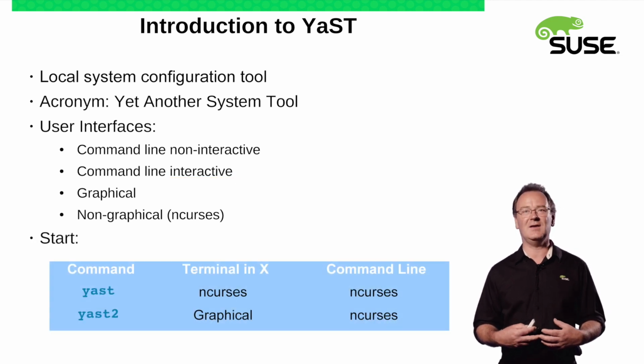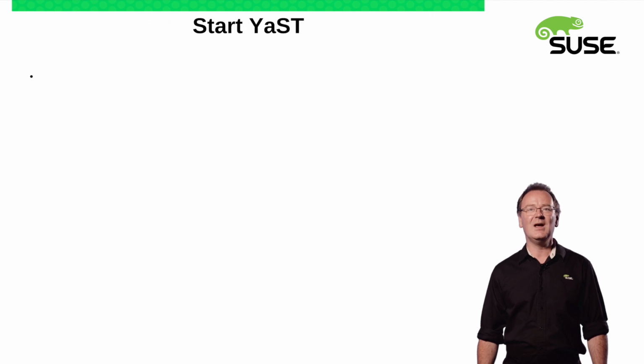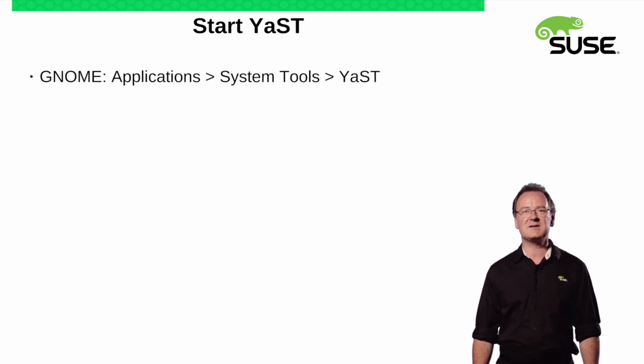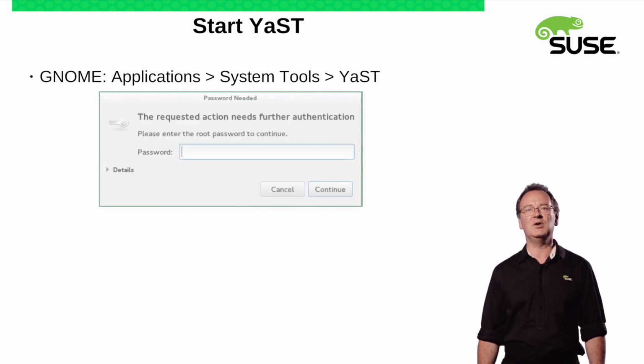To start it, if you want the ncurses version in a terminal window, as the root user, you can simply type in yast, all in lowercase. And if you want to run the graphical version from a terminal window, you can run yast with a number 2 on the end. When you run yast2, the graphical version, it's going to prompt you to enter the root user's password. So you need to be the root user to use this.